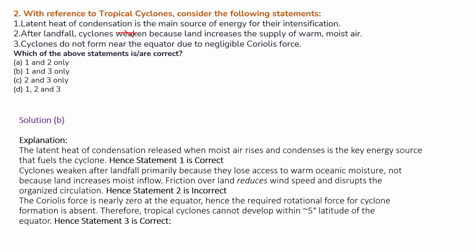Statement 2 is incorrect because the supply of warm and moist air decreases when a cyclone makes landfall, and when a cyclone reaches land areas, its intensity decreases because of resistance of the land, as well as because of less supply of warm and moist air, as well as water. And cyclones do not form near the equator due to negligible Coriolis force, approximately within 5 degrees north and south latitudes.